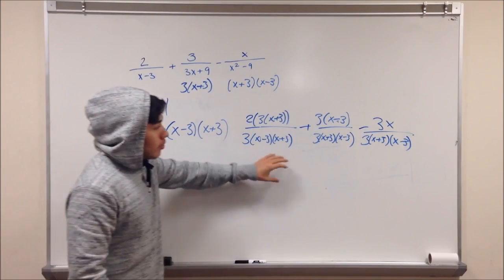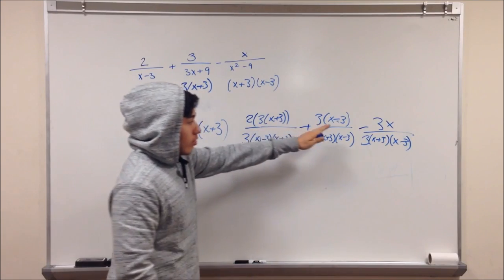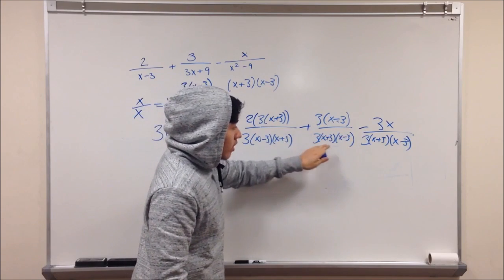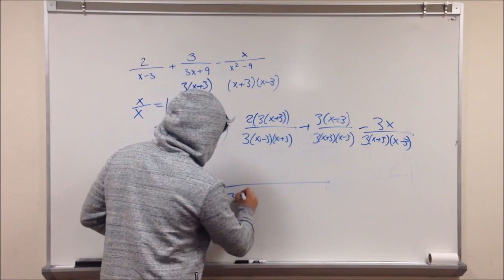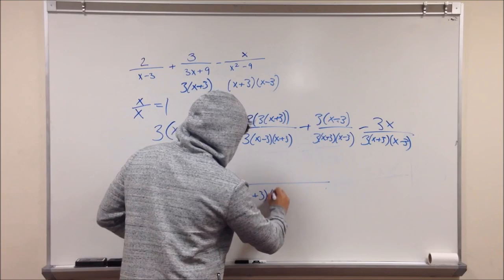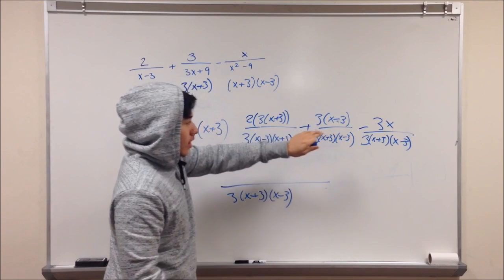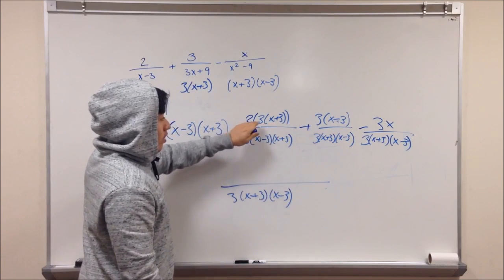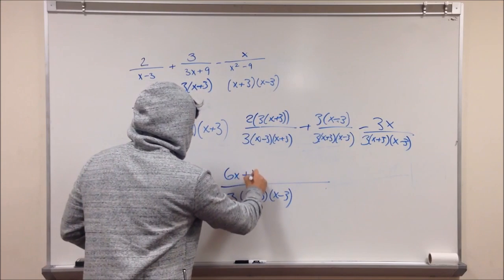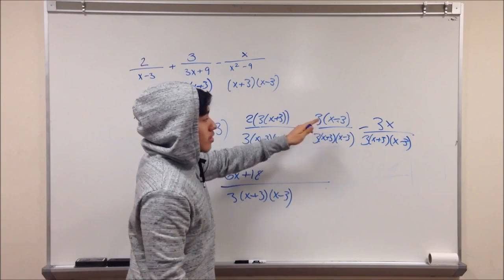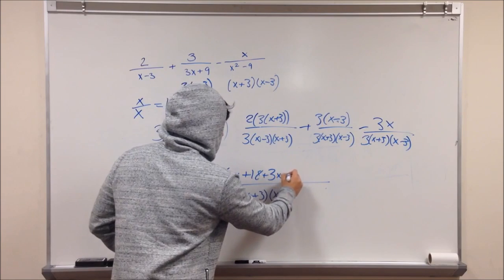Now since we have all the common denominators, we can simplify and add and subtract them together. So every single part of the numerator will now be under 3 times (x plus 3)(x minus 3). So we can write as the denominator 3(x plus 3)(x minus 3). For this, you get 3 times (x plus 3) times 2, which gives you 6x plus 18. For this next problem, it's just 3 times (x minus 3), which gives you plus 3x minus 9.